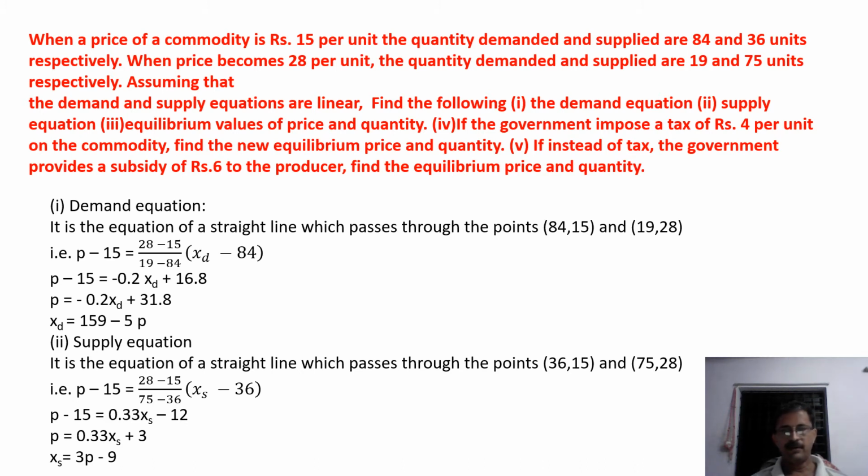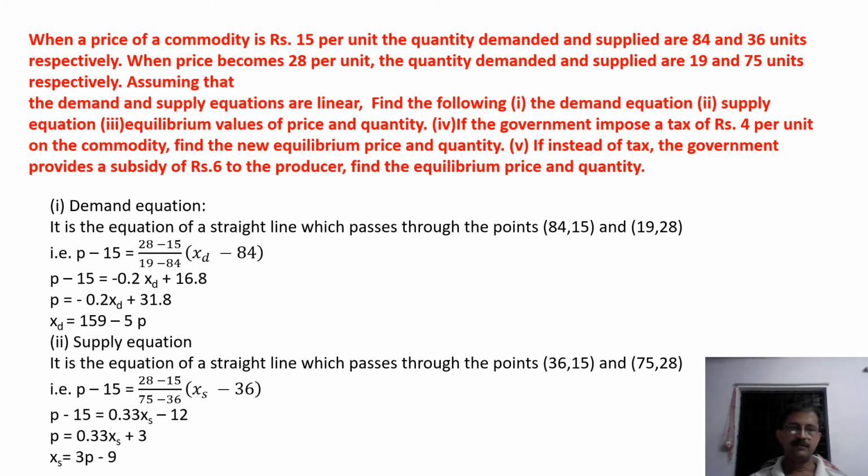Here for the demand equation, the 2 points are 84, 15 and 19, 28. So we get P minus 15 equal to 28 minus 15 divided by 19 minus 84 into XD minus 84. On simplification, we get XD is equal to 159 minus 5P. Similarly, the supply equation is a straight line passing through 2 points 36, 15 and 75, 28.